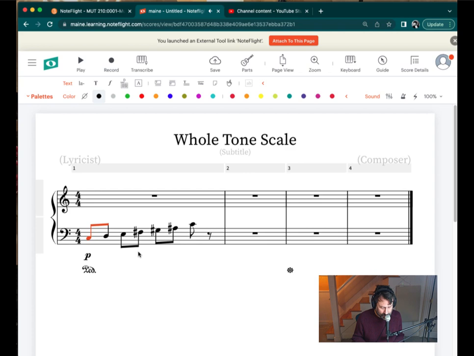Let's use integer notation to talk about what the members of this scale are. So we're going to go here and call this 0, right? D is 2. E is 4, F sharp is 6. If you're confused, watch the prior video on pitch class integer notation. 8, and this is T, and back to 0.